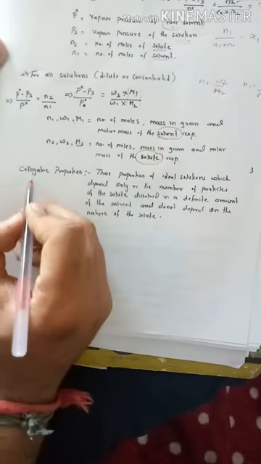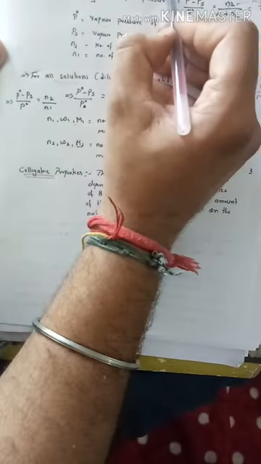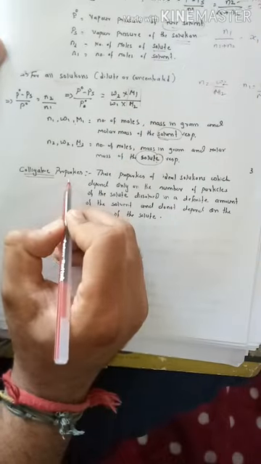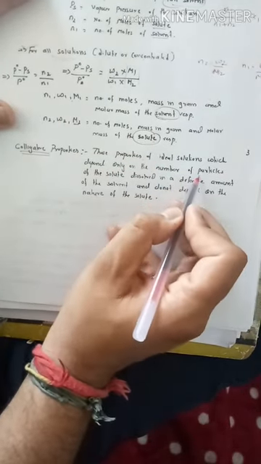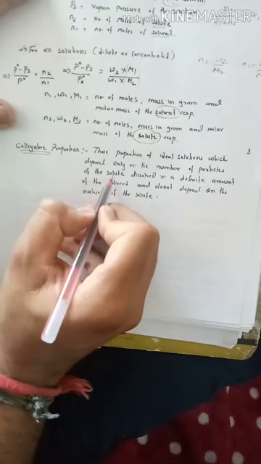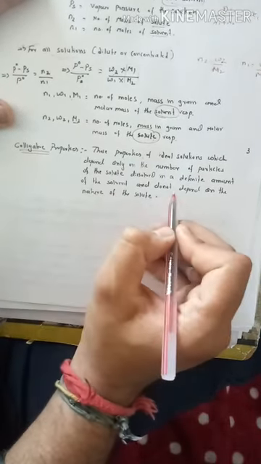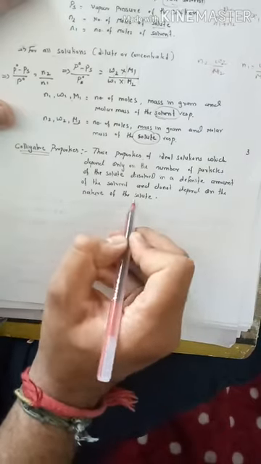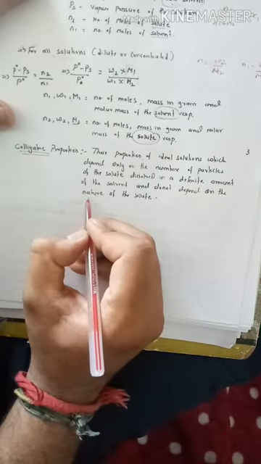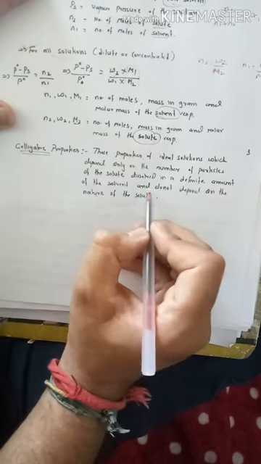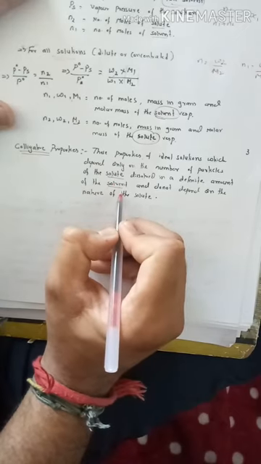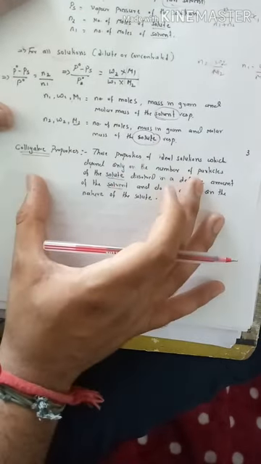Basically, lowering of vapor pressure depends on the colligative property. What is it? It obeys Raoult's law, which indicates that the properties of an ideal solution depend only on the number of particles of the solute dissolved in a definite amount of the solvent, and not on the nature of the solute, whether it is an acid or a base. So you need to keep in mind which is the solute and which is the solvent. According to this criteria, we'll solve the numericals.